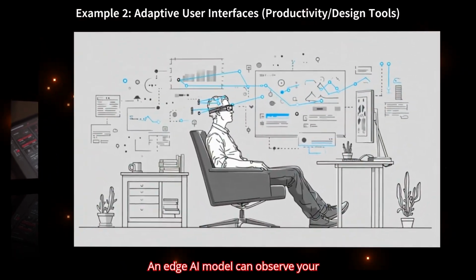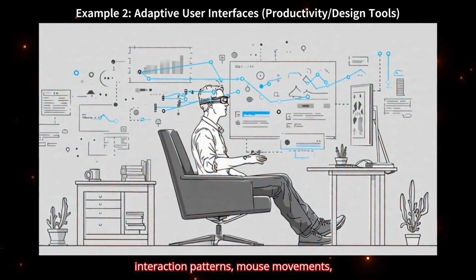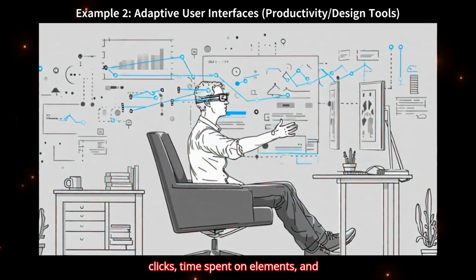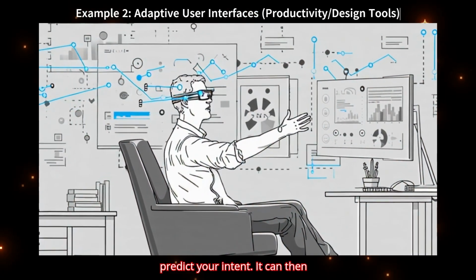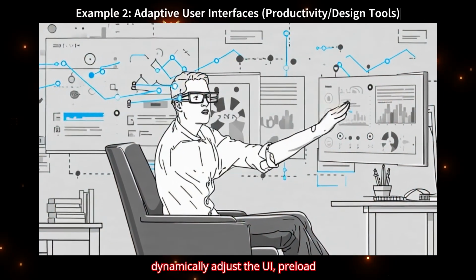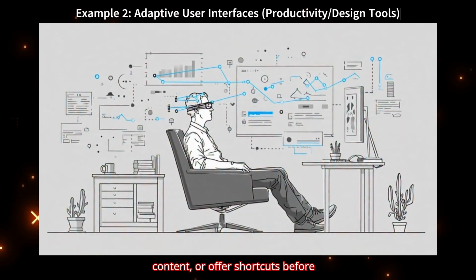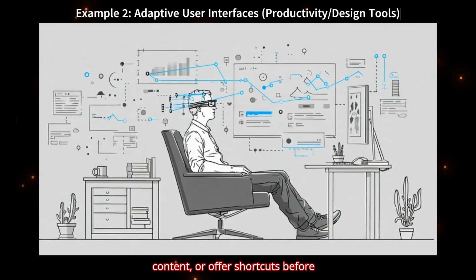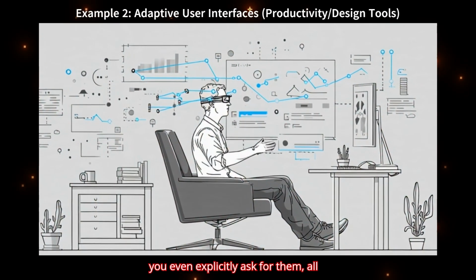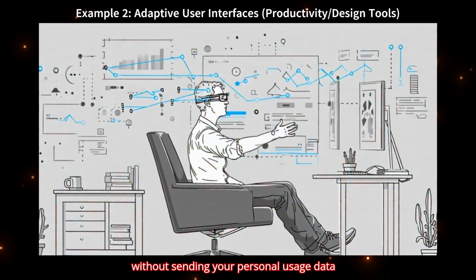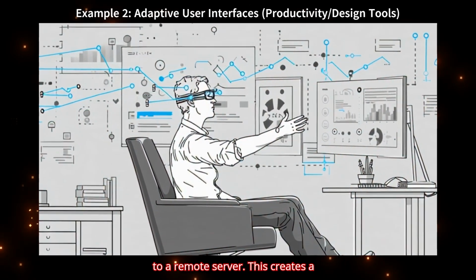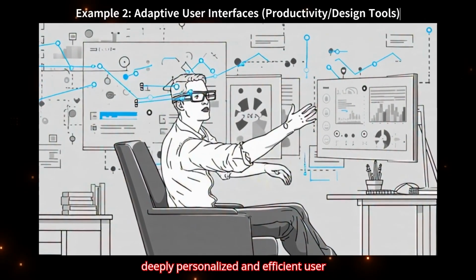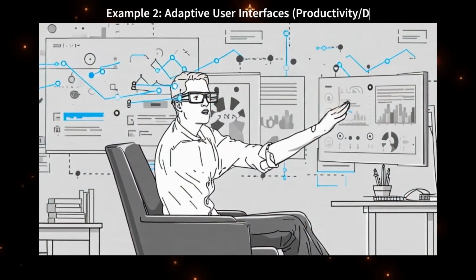An Edge AI model can observe your interaction patterns, mouse movements, clicks, time spent on elements, and predict your intent. It can then dynamically adjust the UI, preload content, or offer shortcuts before you even explicitly ask for them, all without sending your personal usage data to a remote server. This creates a deeply personalized and efficient user experience.